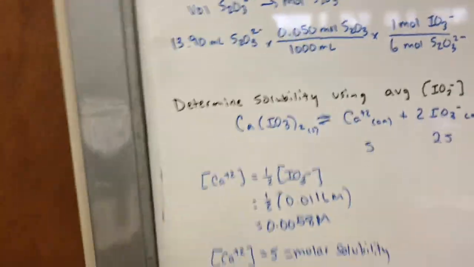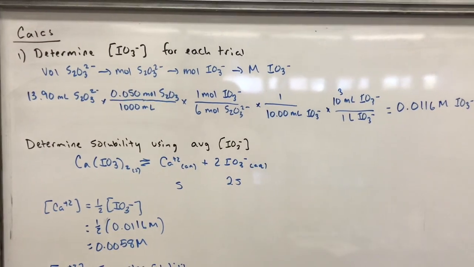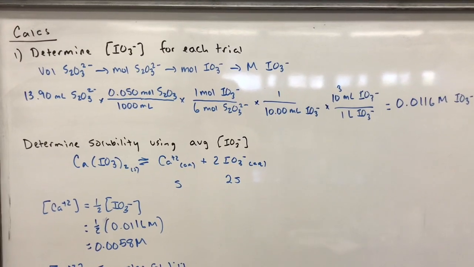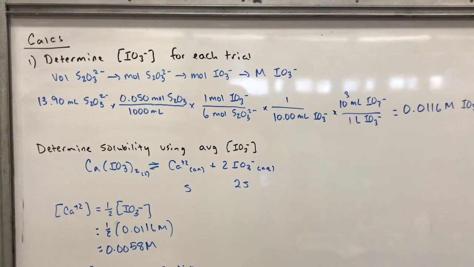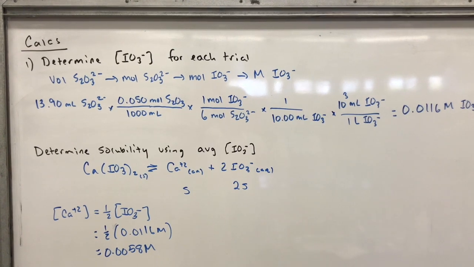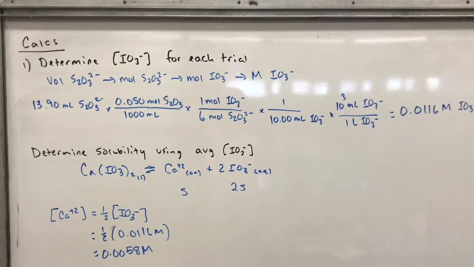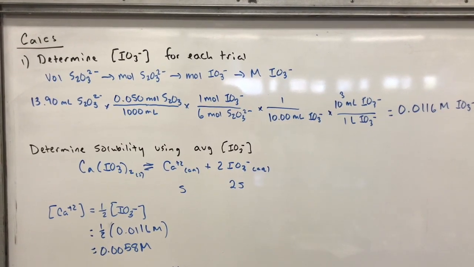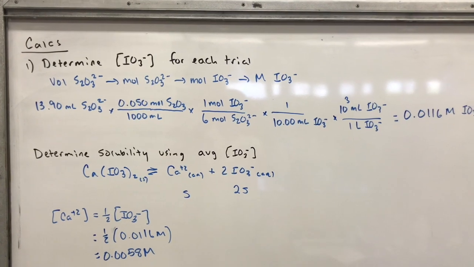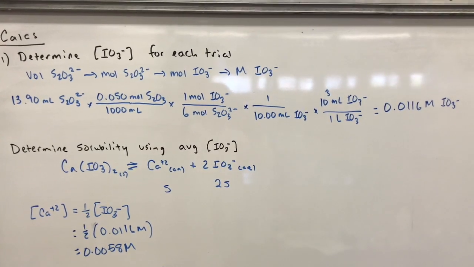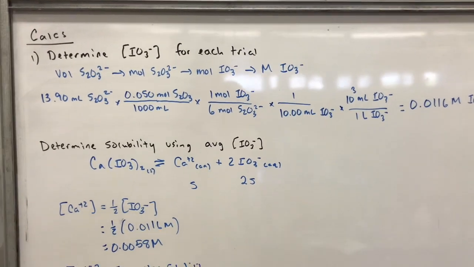For our calculations, for the first part, we're going to determine the iodate concentration starting with our volume of thiosulfate we used. Knowing the molarity of thiosulfate, we'll convert to moles, and then stoichiometry can convert to moles of iodate, and then using the volume of iodate that we pipetted in, or the 10 mils, we'll get our concentration of iodate. And we're going to do that for each trial, and then get the average for our trials.